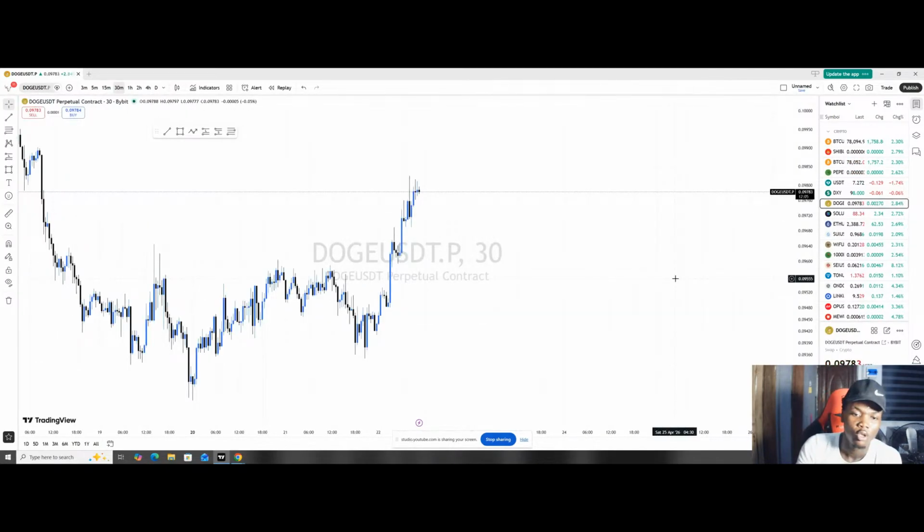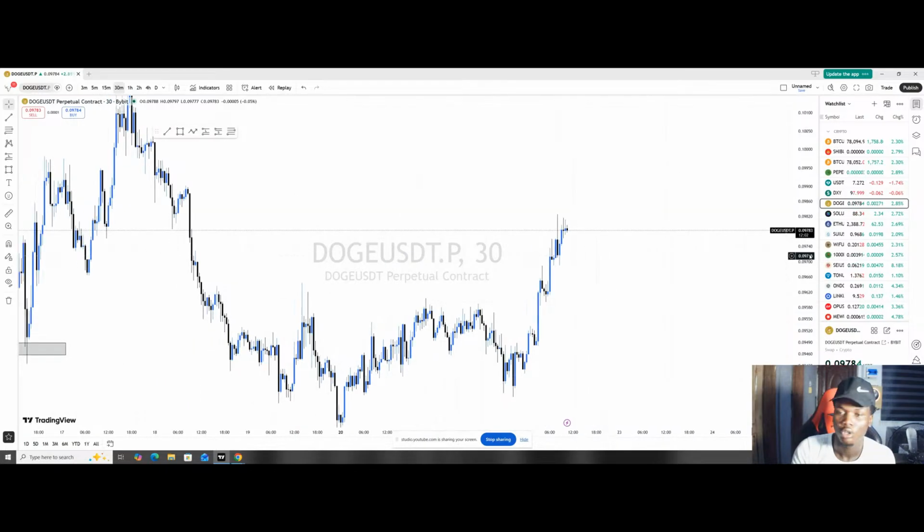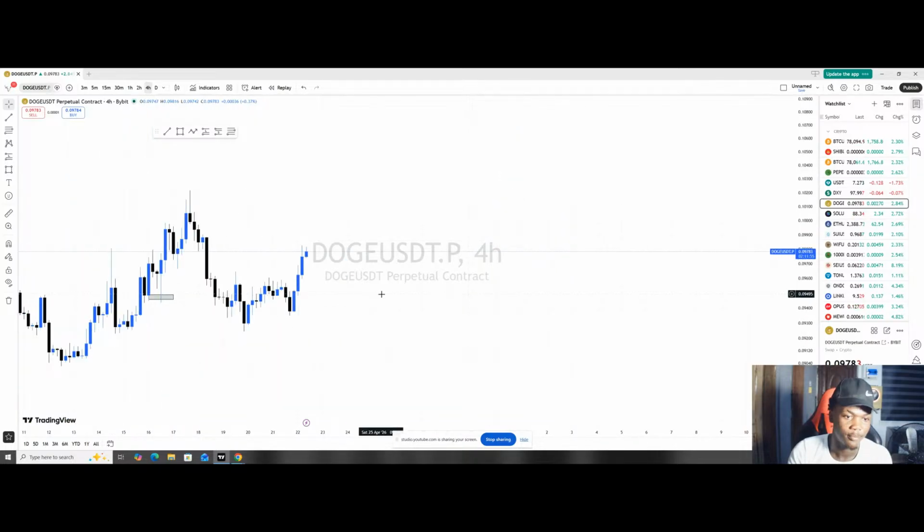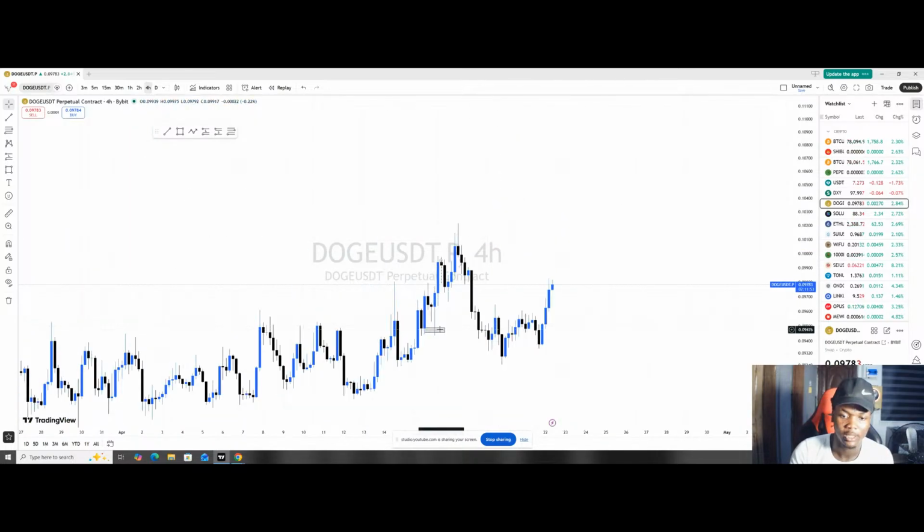So now same thing on DOGE. Let's go to the 4 hour time frame so we can see things clearly. On the 4 hour time frame, as we can see, let me take this out.